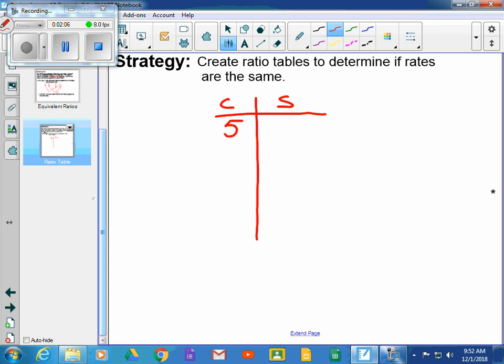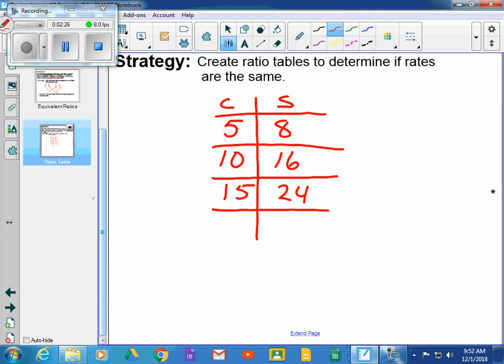I could make a list of equivalent ratios to it. I could multiply each of these terms here by 2, and the next ratio would be 10 to 16. Multiply that 5 to 8 by 3 and get 15 to 24. Multiply that 5 to 8 by 4 and get 20 to 32. Now I could keep going, but I don't really need to.